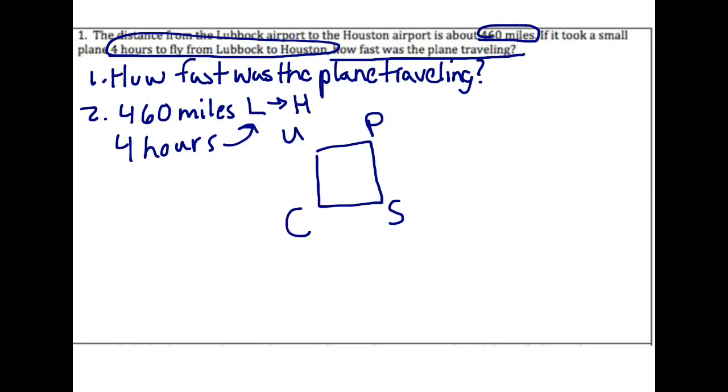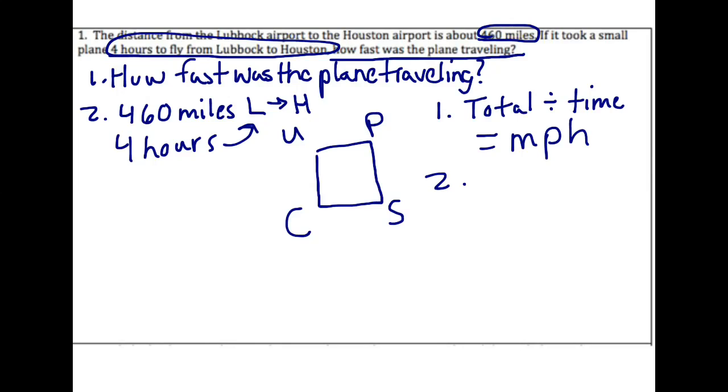So now I'm going to go ahead and plan out what I'm going to do. What are the strategies you can use? So I know I go a total distance, so I can do my total distance divided by my time. I know that I can divide because it's taking me 4 hours to go that distance. If I divide, I will get something that's equal to miles per hour.